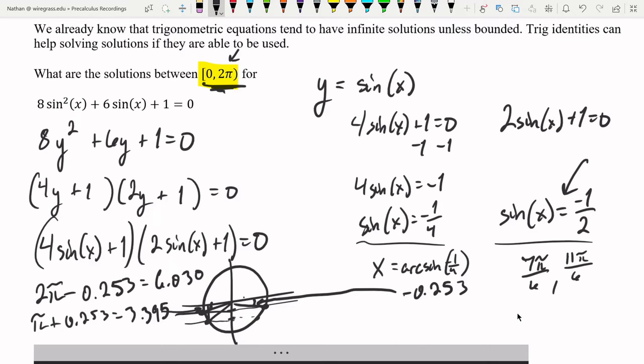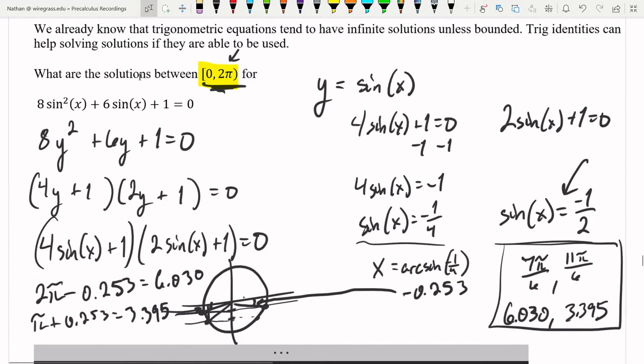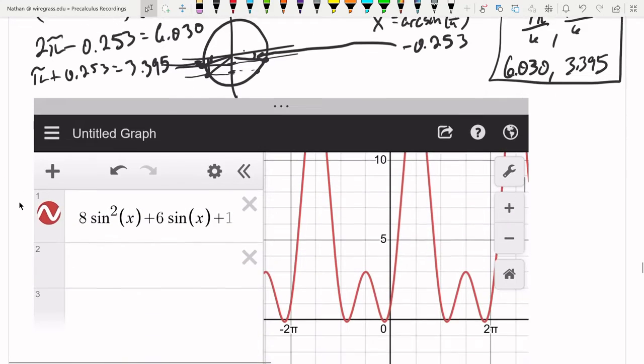So we get two more angles: 6.030 and 3.395. So we have 4 angles in total. This is all just trying to find the angles using the unit circle, but you can of course graph this, and we're setting it equal to 0. So we're looking for the x-intercepts of the graph.